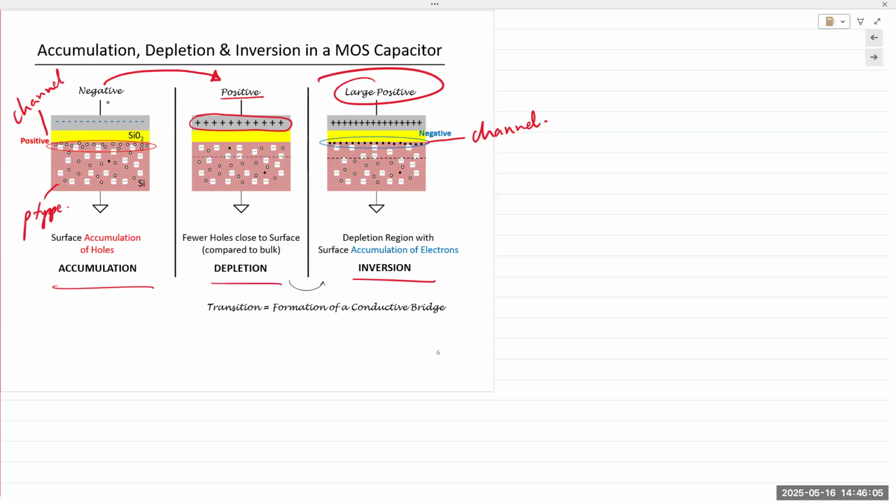Where all of the electrons are now attracted to the surface, and you have a negatively charged channel. And so it's completely inverted. The point being that there is a level of voltage that must be applied to overcome that threshold, and that voltage is known as the threshold voltage. Threshold voltage is the value that is required to create that channel, which is basically inversion from the P channel to the N channel.